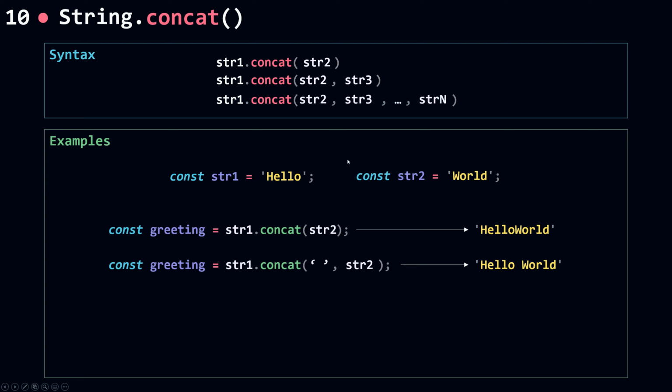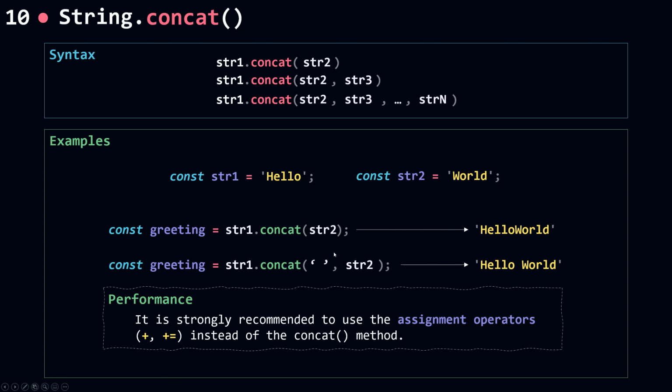Now instead of concatenating strings with concat, it is recommended that you use the assignment operators. So for example here, instead of doing string1.concat, you can use the addition operator: string1 plus an empty string plus string2. That's because the addition or the assignment operators are way faster than the concat method. That's it for concat. Now let's move on to the next method.